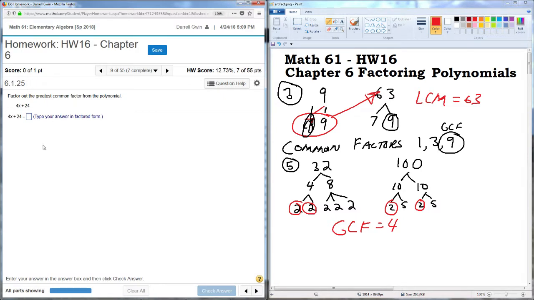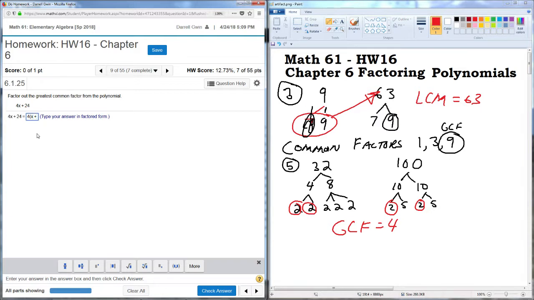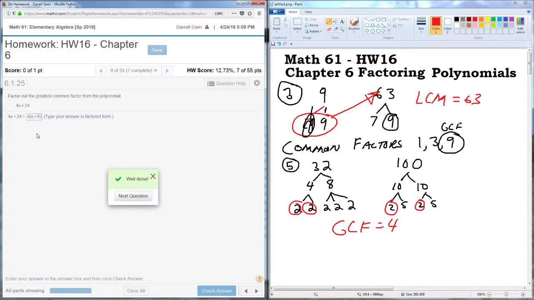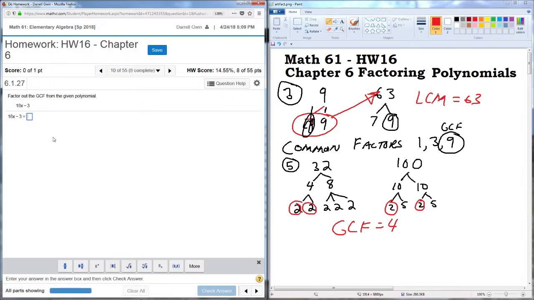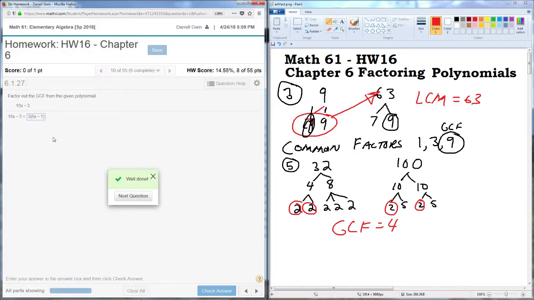Factorize the greatest common factor. 4 and 24 both have a GCF of 4. So divide by 4. 24 divided by 4 is 6. 18x and 3 both have a GCF of 3. So 18 divided by 3 is 6, and don't forget the x. And 3 divided by 3 is 1. It's got to be negative.